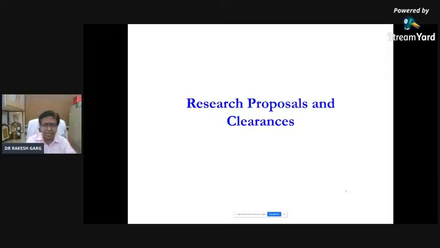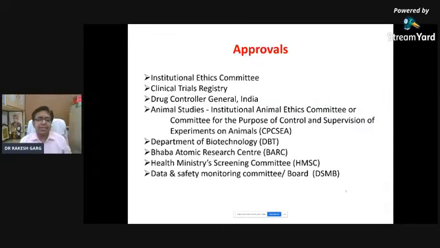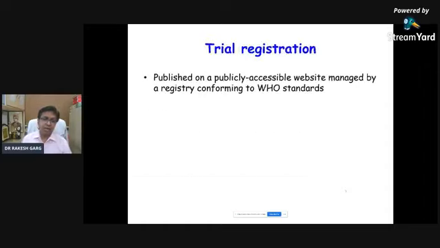Now, coming to the last slides, at times you have to put up these protocols for submission for proposals. Be sure that the proper approvals have been taken from various agencies: the ethics approval, the clinical trial registry, approval from the drug controller if you are using a new drug, BARC if you are using some radiations, the Health Ministry Screening Committee if you are doing research outside the hospital or outside the country, and also the data and safety monitoring committee or board of your hospital is required.